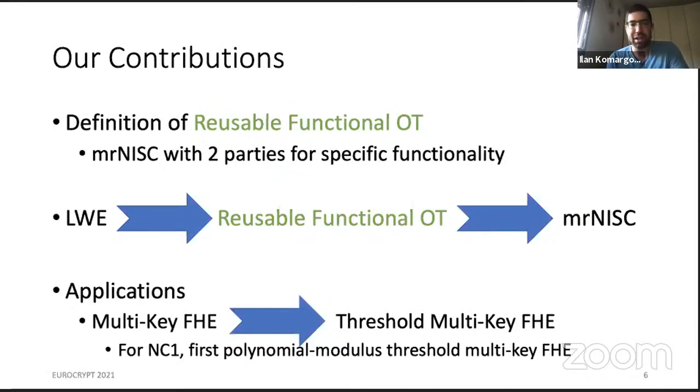We observed that MRNISK has interesting applications by itself to classical cryptographic primitives. For instance, we show that you can take any multi-key FHE scheme, take the decryption phase, and use an MRNISK to implement it. This directly gives you a threshold multi-key FHE scheme. And if you just run this compiler, you get a construction with better parameters than what was known. So this is very nice.